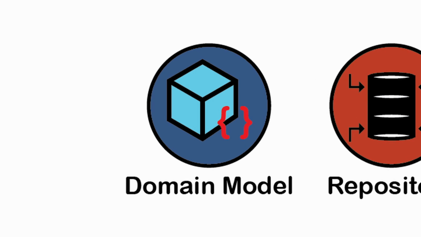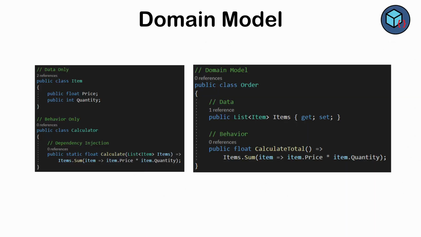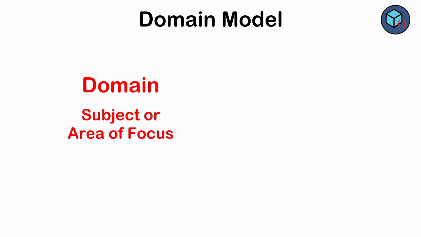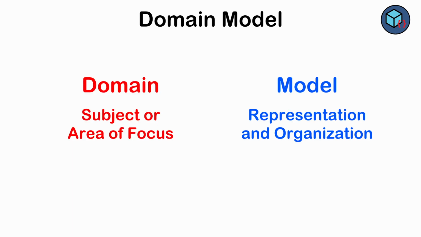The domain model pattern. A fancy way of saying we create objects that hold both data and behaviors. Domain refers to the subject or area the software is trying to solve, while model refers to the way solutions are represented and organized, usually reflective of its real-world counterpart.